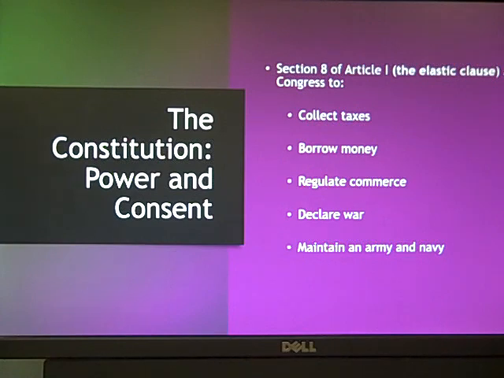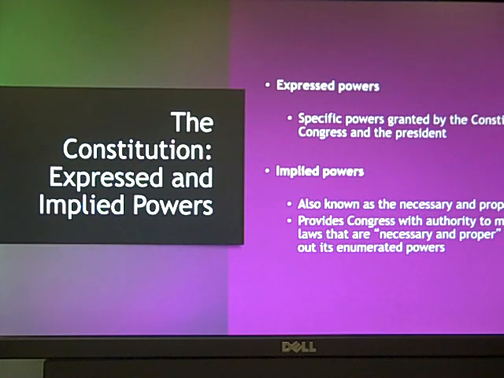But like, one is borrow money, one is coin money, one is like spend money. Okay, money is one, right? Like, period. Right? One is maintain an army, one is maintain a navy. Okay, military, 2. Right? Like national defense, 2.